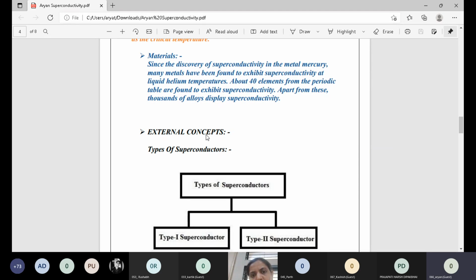Friends, I would like to ask you: if I convert the resistivity to zero, according to Ohm's law, V equals I by R, what will happen?